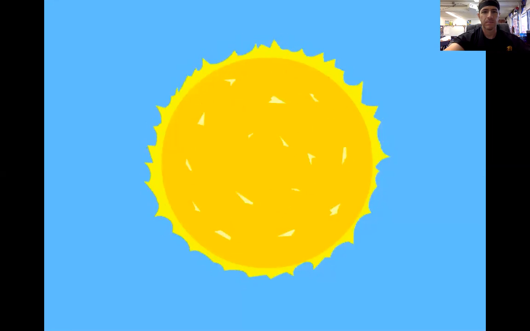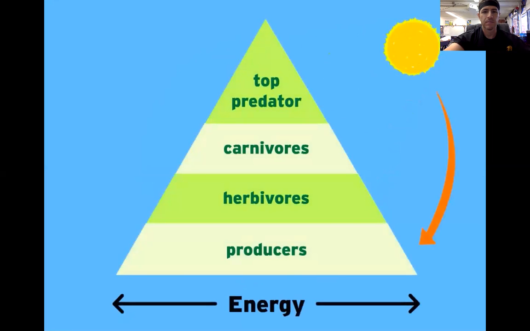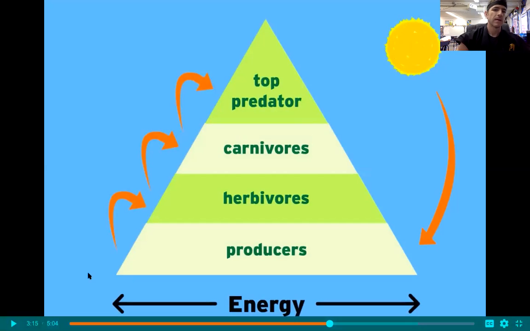All of the energy in an ecosystem ultimately comes from the sun. And since the amount of energy decreases as it travels up the food chain, it can be represented as a pyramid. Now, I really like this design. It's still going with the arrows that we did the other day in our journals. Notice the arrows are still transferring what's happening with the energy, okay?